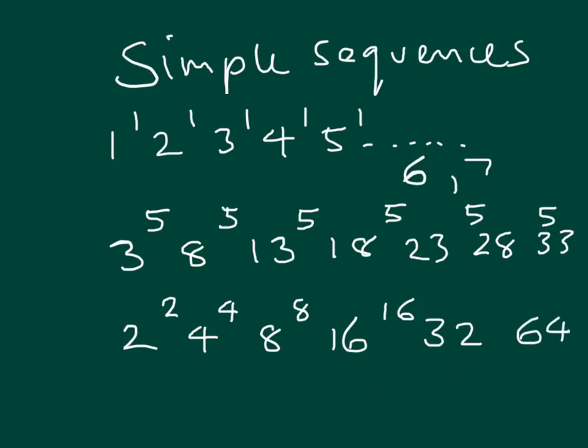In fact, I don't need to work out the difference now. I know I'm just doubling. So the next term will be double 64, which is 128. So that's simple sequences. Make sure you look for the difference between the terms and use that to find the following terms.